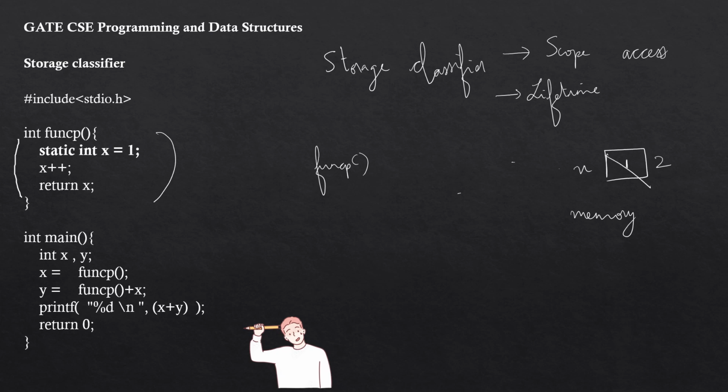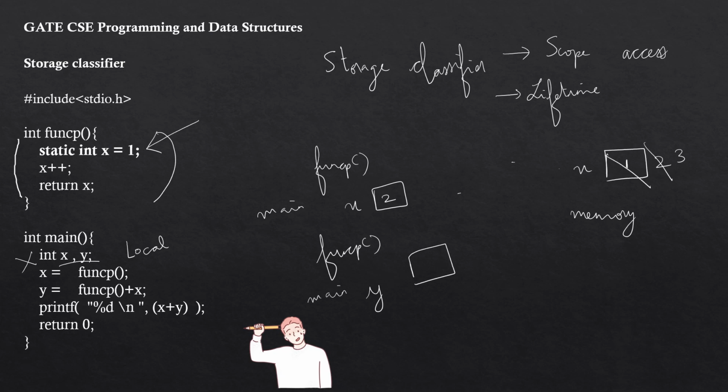Note that this x and y are local variables. It does not refer to the static. So a local variable x has value 2 in main. Next time you call the function, we see this x refers to the static memory variable x. So it increments that and returns 3. So the local variable in main now gets the value 3 plus 2, 5. So we get the value of 7.